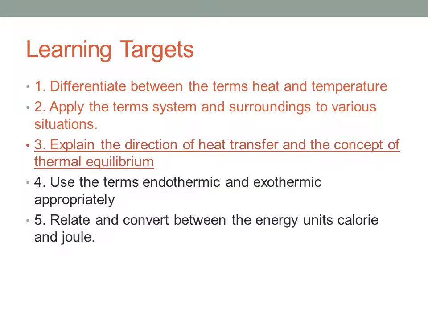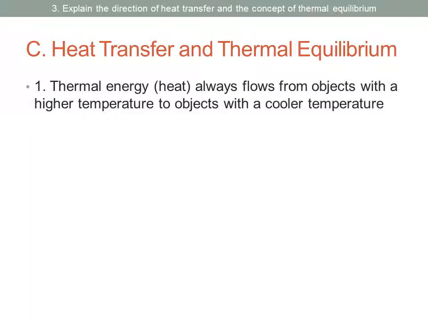We want to be able to explain the direction of heat transfer and the concept of thermal equilibrium. Thermal energy, or heat, always flows from objects with a higher temperature to objects with a cooler temperature. Here's a picture to help us demonstrate that. In this picture, we have two different metal blocks, and who knows what they are. Let's say they're metal, one labeled A, one labeled B. Block A has a higher temperature, thus it is shaded in red. Block B is at a cooler temperature, thus it is shaded in blue.